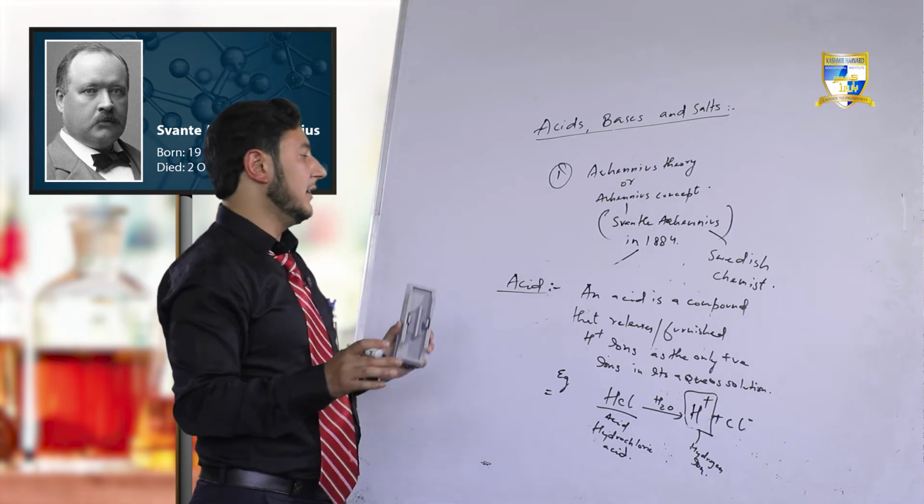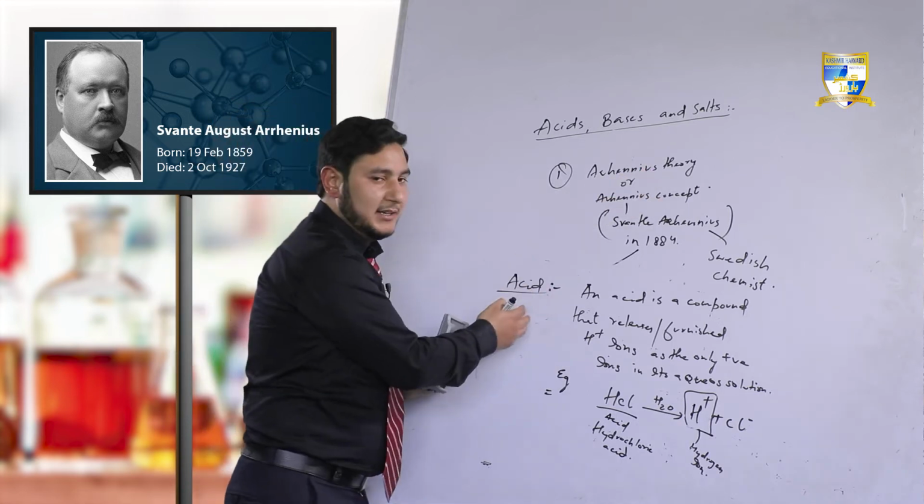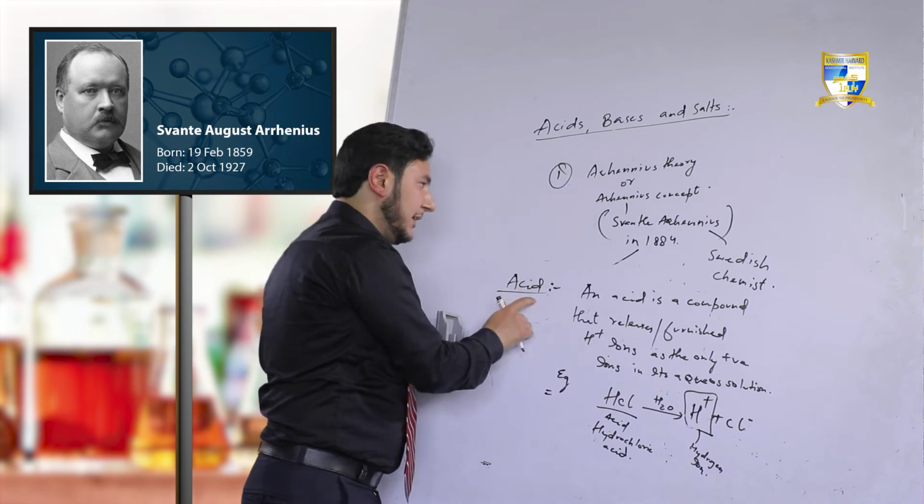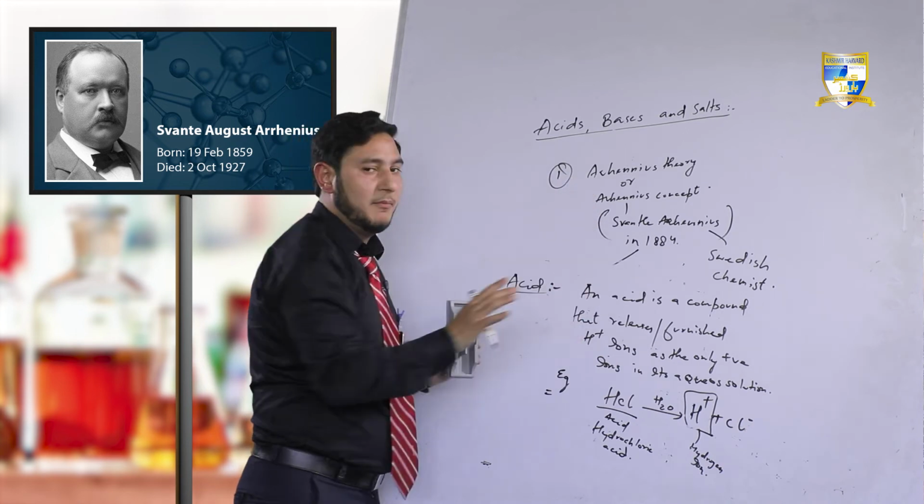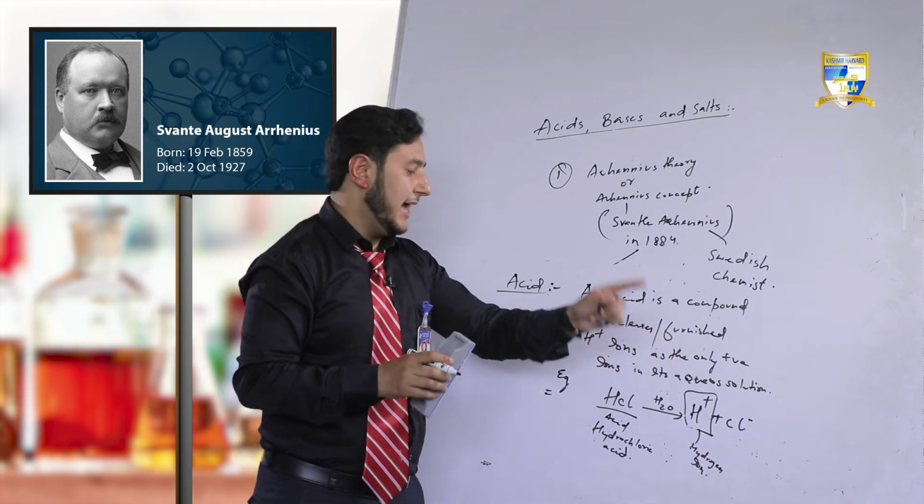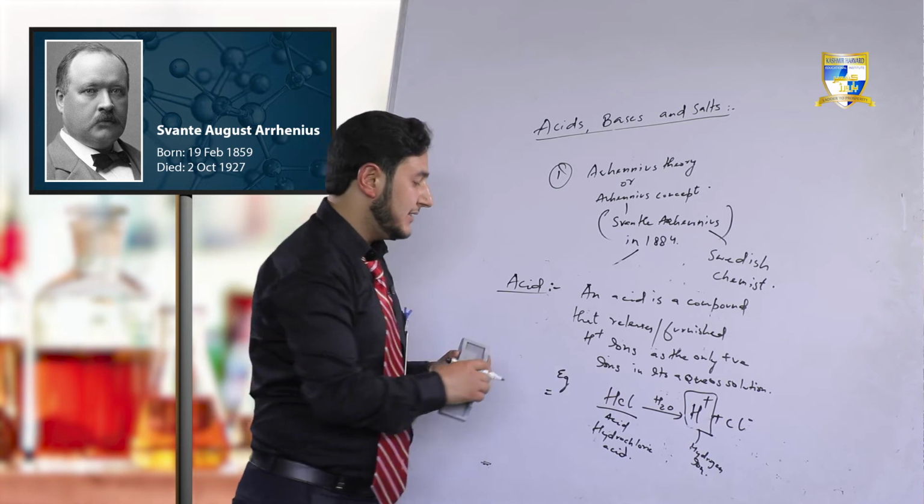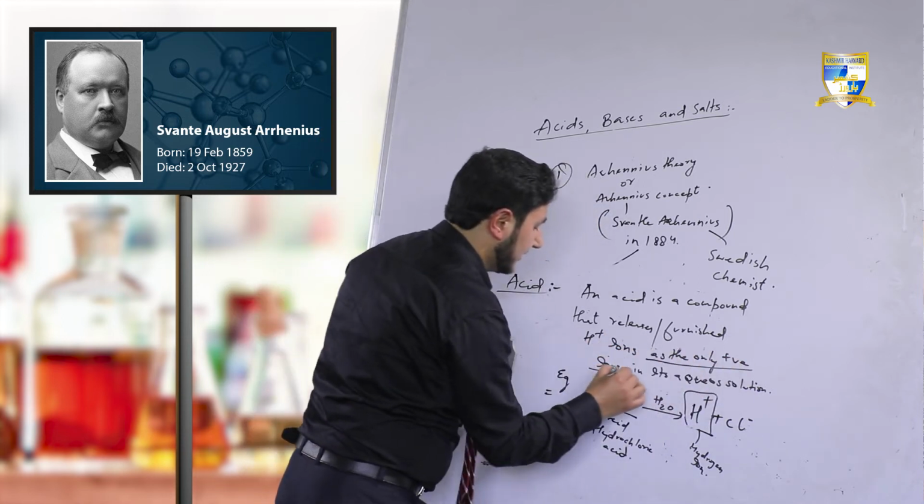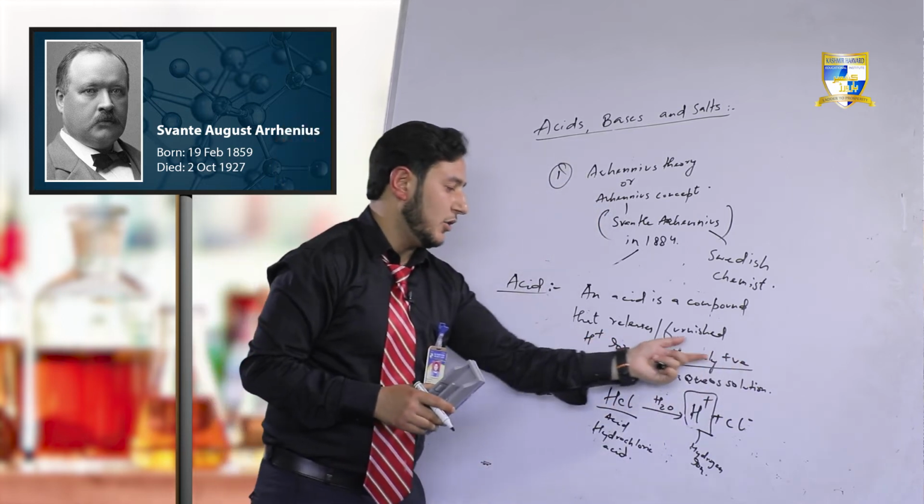I am going to repeat again what an acid is. What does acid mean according to Arrhenius? An acid is a compound that releases or furnishes H positive ions as the only positive ions. By this statement, as the only positive ions.